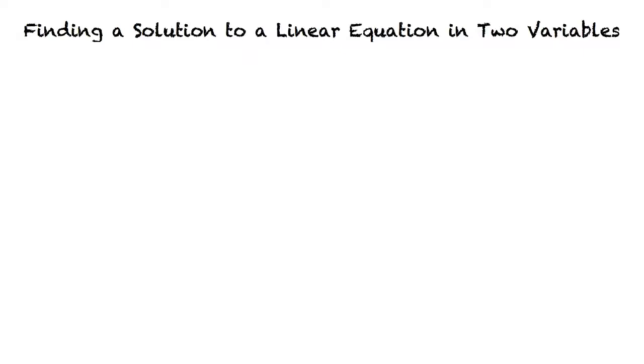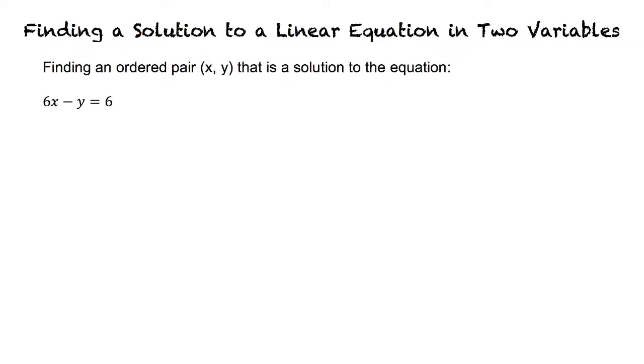This is an example video for the topic, finding a solution to a linear equation in two variables. Let's take a look at the example below. Find an ordered pair x, y that is a solution to the equation 6x minus y equals 6. There are infinitely many ordered pairs that are solutions to 6x minus y equals 6.